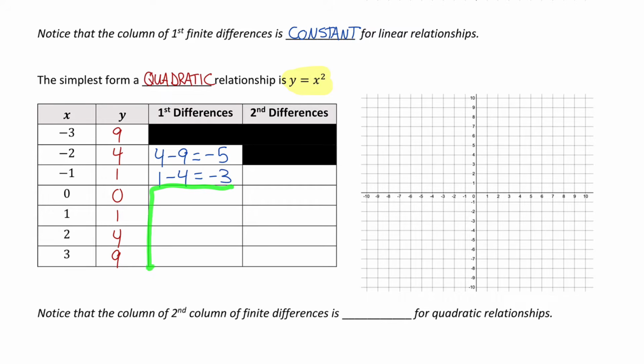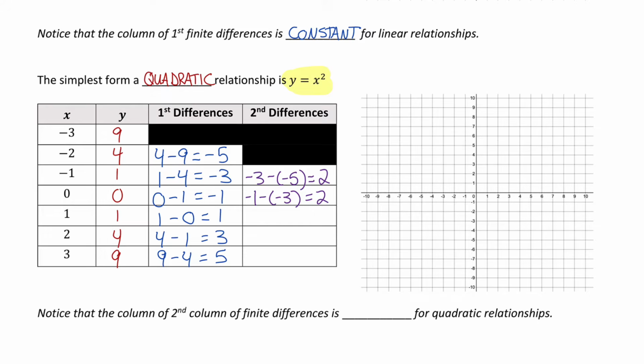And then if I complete the rest of this column of first finite differences, I notice that these finite differences are not constant. They're not all the same number, which means these values are not changing at the same rate. There is not a constant rate of change for quadratic relationships, so their graph is not going to form a straight line. But if I calculate the second finite differences, by finding the differences in the first differences, looking at the first pair of first differences, doing bottom minus top, -3 minus -5, that's -3 plus 5, which is 2. Looking at the next pair, bottom minus top, -1 minus -3, that's 2 again.